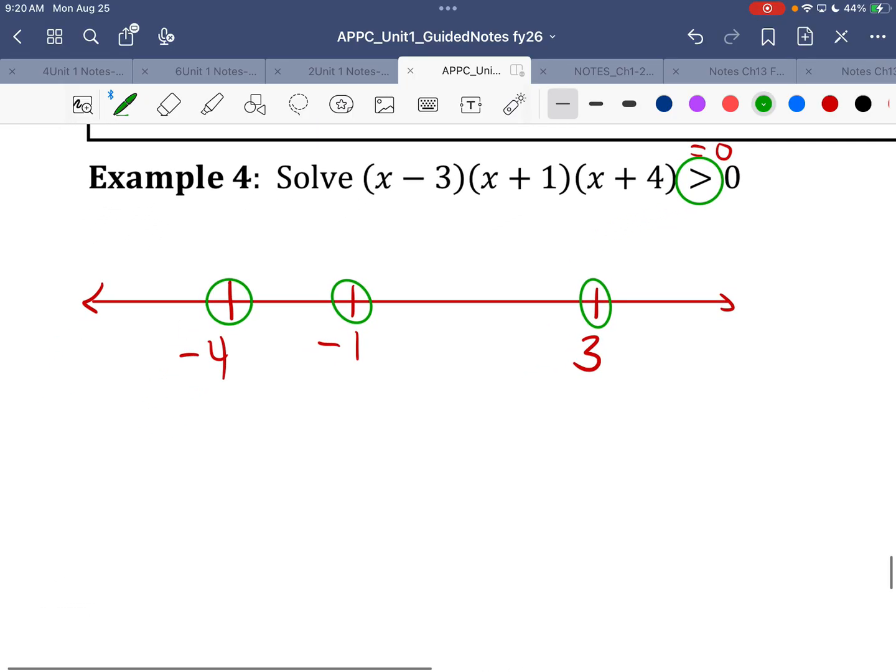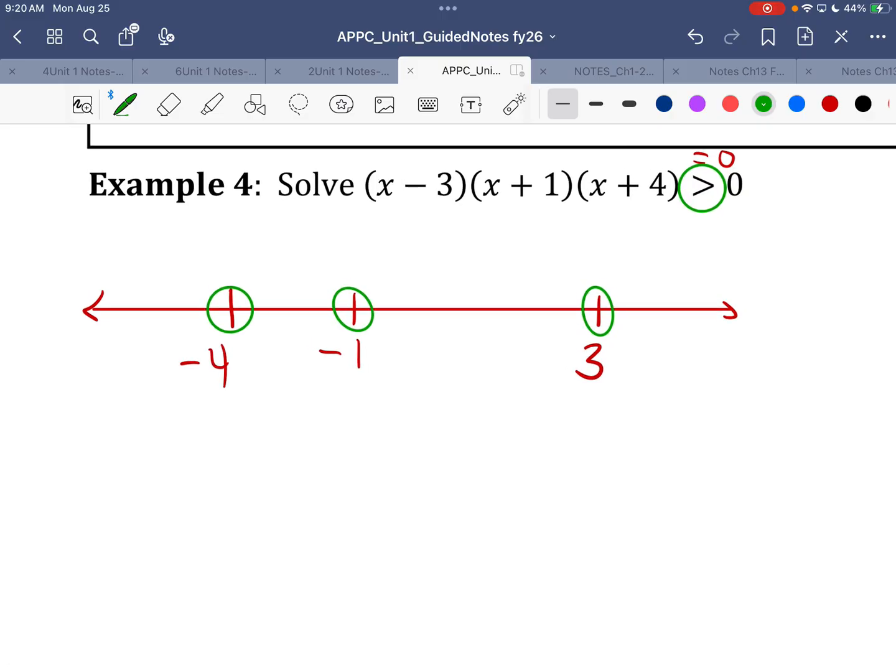Okay, then I'm gonna number, you don't really have to do this, but just so you understand where I'm getting these numbers from, I'm going to number the intervals in between these x-intercepts. So this maybe is 1, 2, 3, 4. So I have 4 intervals that I'm gonna test.